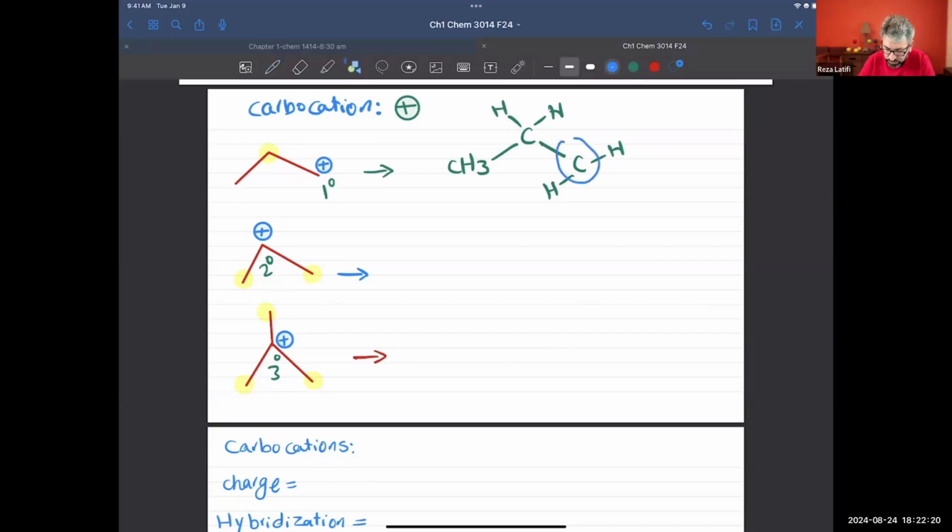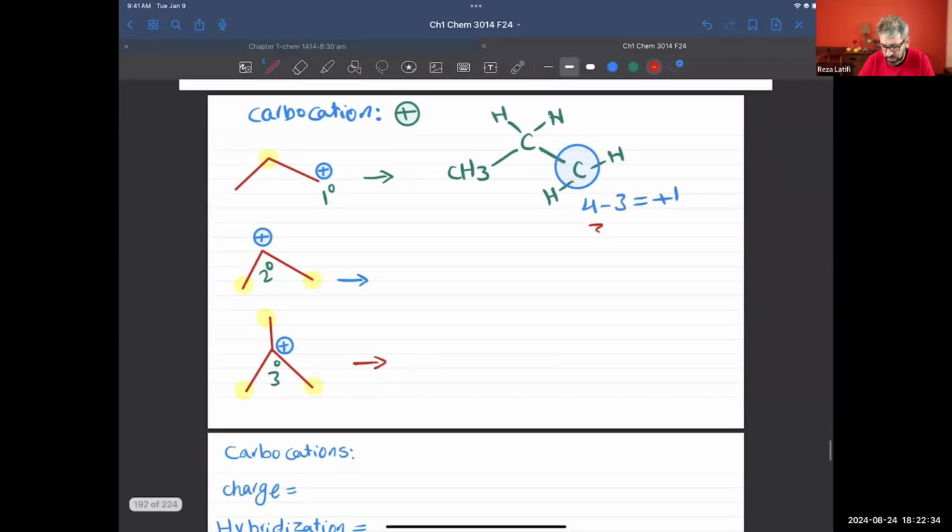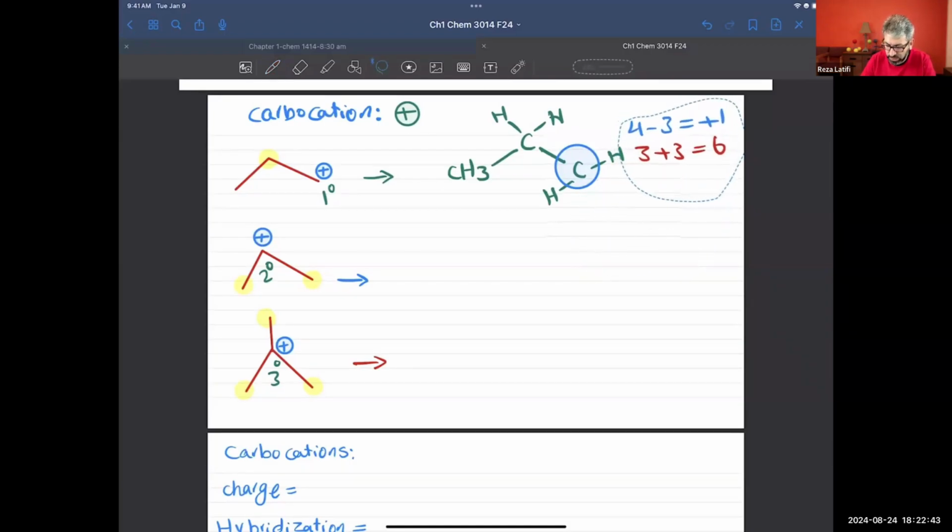Let's prove it. Clearly, carbon is not octet. Carbon is group 4, but I see only 3 electrons around it, so the charge is going to be +1. But how about the octet rule? I see 3 electrons around carbon, made 3 sigma bonds, so it will be 6. It's missing 2 electrons to be octet. So our carbon is not octet.